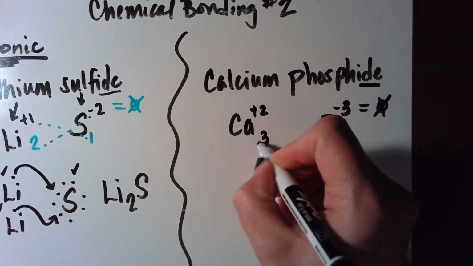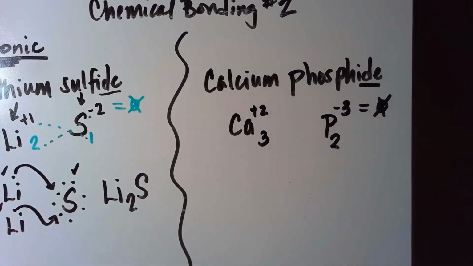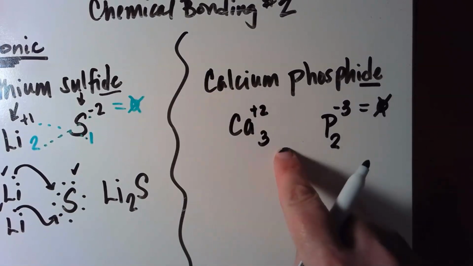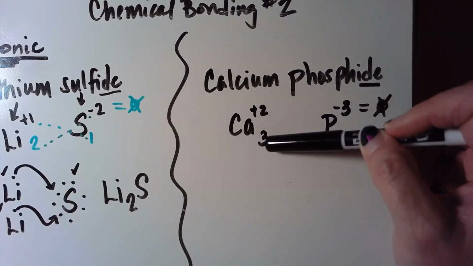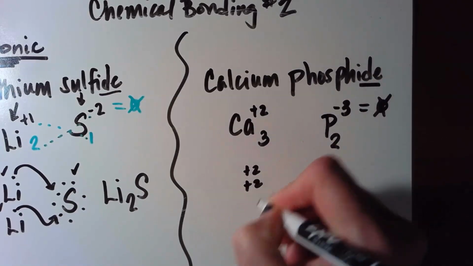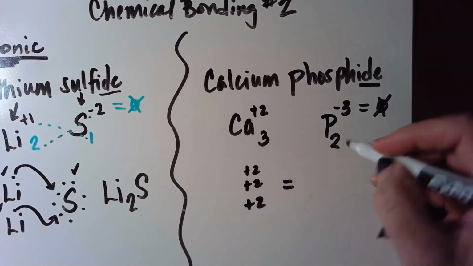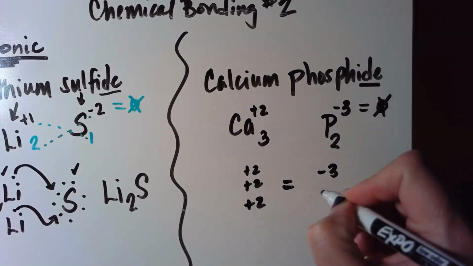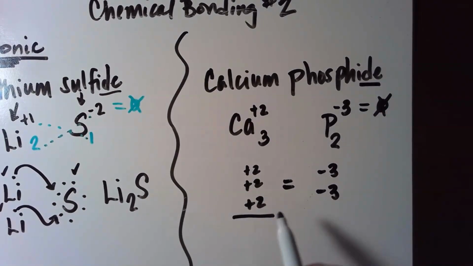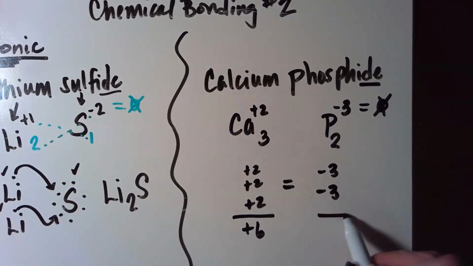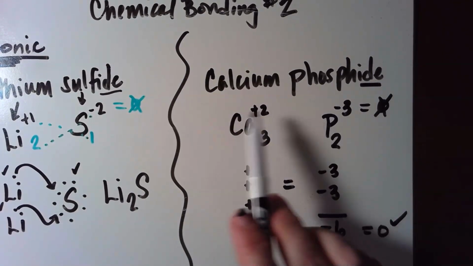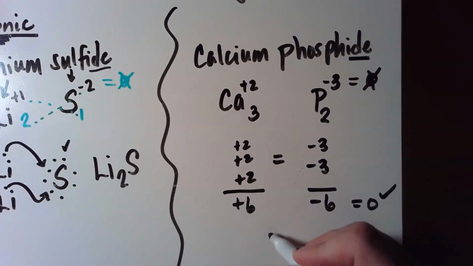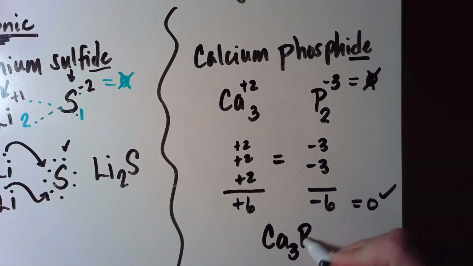So the 3 comes down here, the 2 comes down here. And now for every 3 calciums with a +2 charge, that cancels out 2 phosphorus with a -3 charge. Because notice 3 +2's, +2, +2, +2, is equal to 2 -3's, -3, -3. That equals a +6 and a -6, which then in the end equals 0, the whole purpose of what you're trying to do. So there's your formula for calcium phosphide. When it's all said and done, it should be written Ca3P2.